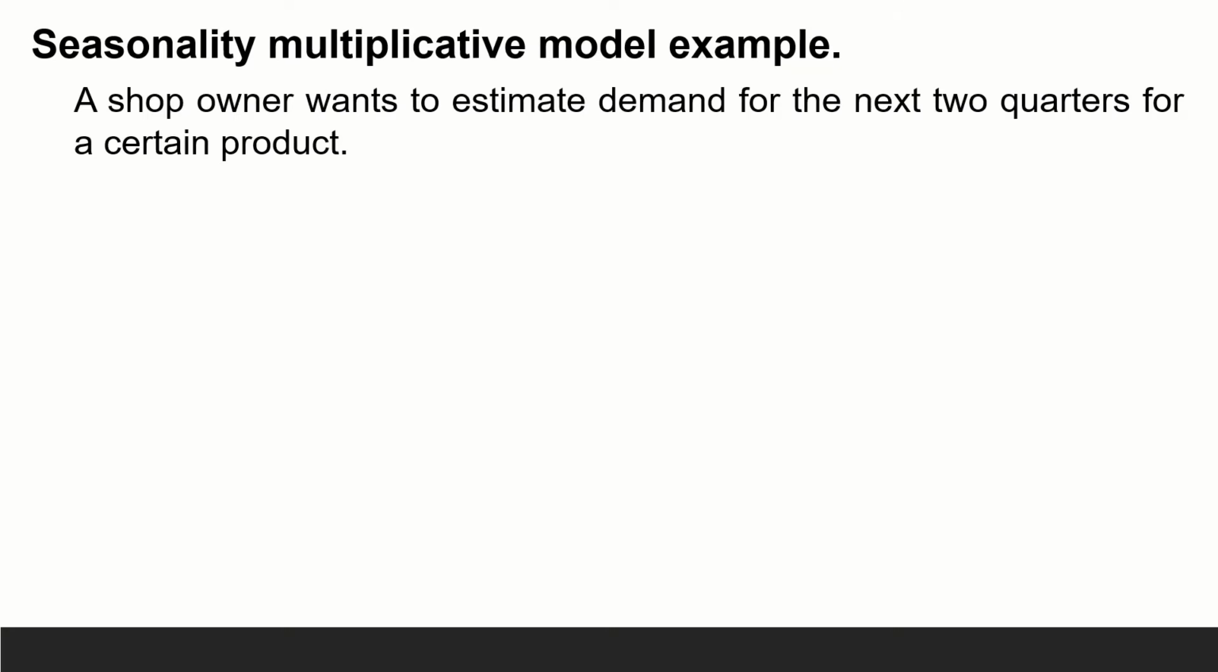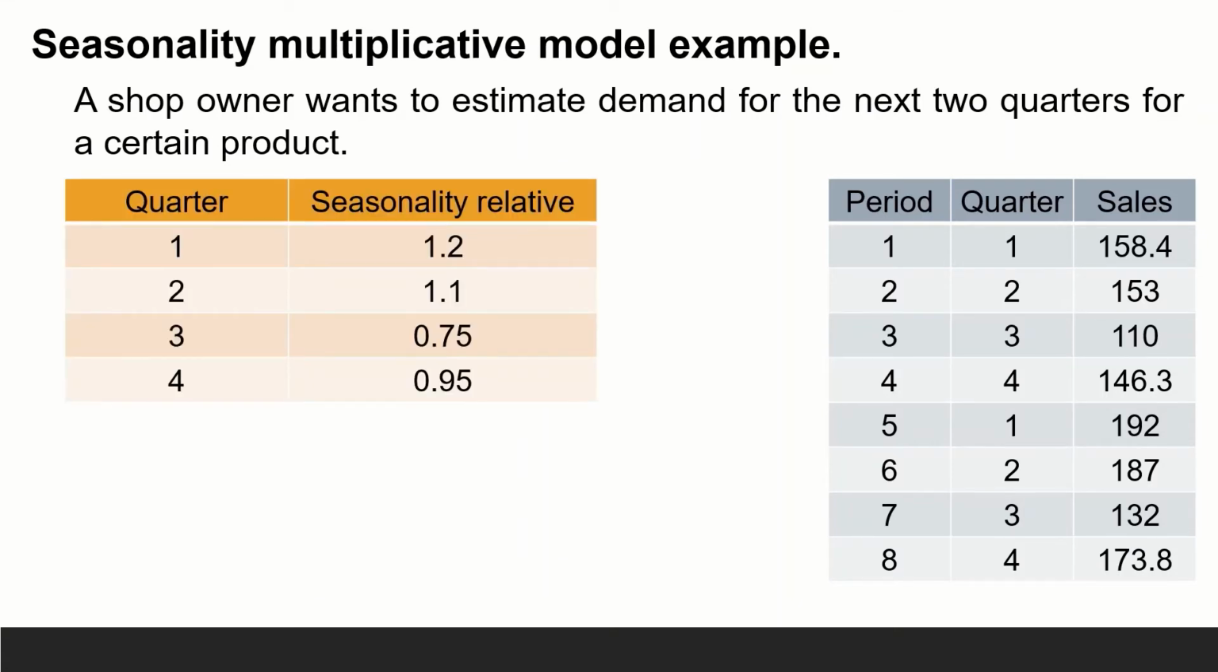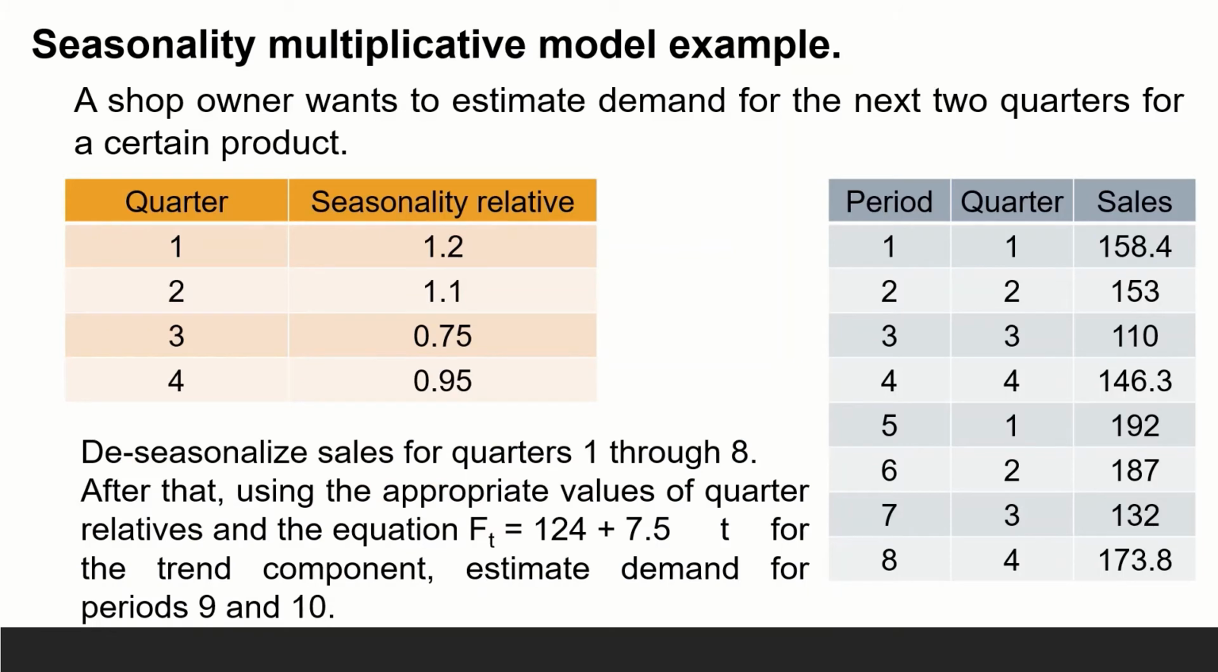A shop owner wants to estimate demand for the next 2 quarters for a certain product. Sales data shown in this table consists of trend and seasonality. Known that quarter relatives are 1.2 for the first quarter, 1.1 for the second quarter, 0.75 for the third quarter, and 0.95 for the fourth quarter. Deseasonalize sales for quarters 1 through 8. After that, using the appropriate values of quarter relatives and the equation FT equals 124 plus 7.5 T for the trend component, estimate demand for periods 9 and 10.